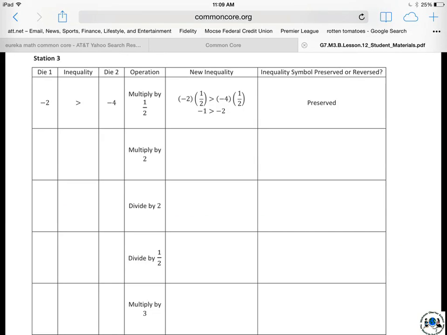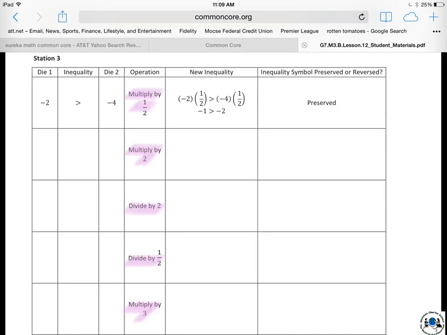All right. So station 3. Let's take a look here. Let's look at the example here. Now we are multiplying by 1/2. Actually, we're doing a number of different things here, as you can see, which should be fun. All positive, though. I see all positive numbers. Multiplying by 1/2, multiplying by 2, dividing by 2, dividing by 1/2, and multiplying by 3. Okay, so that should be a lot of fun.